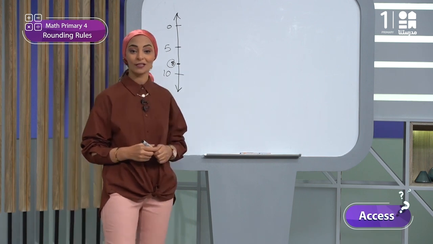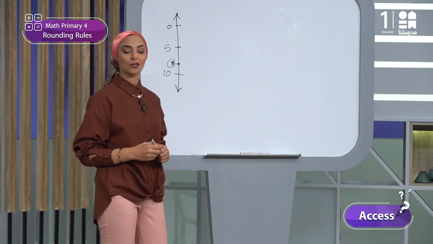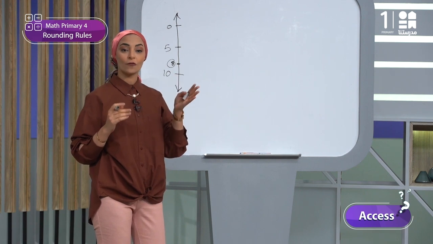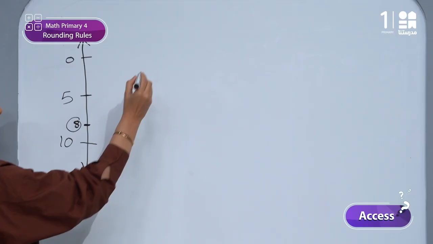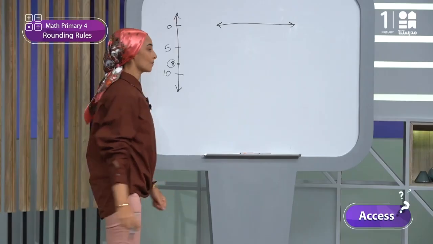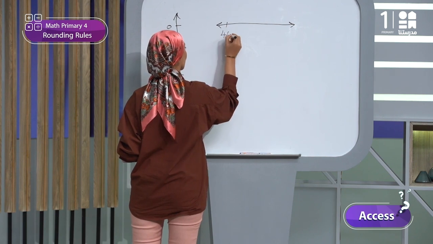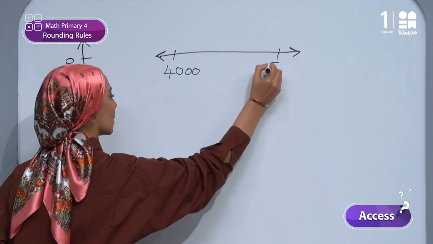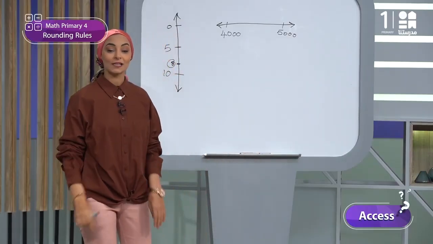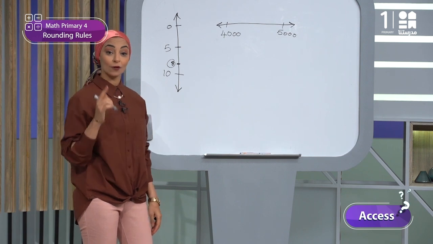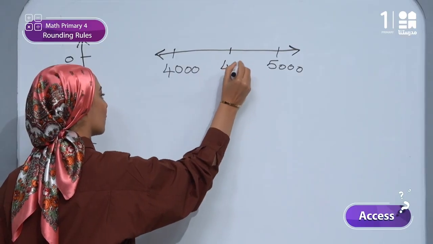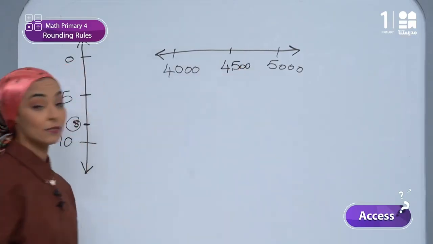Let's draw another number line and solve it all together. Let's see another example. Here I have the second one: a number line starting from 4,000 to 5,000. This time I will draw the line like this, starting with 4,000 and ending with 5,000. Who can tell me what the midpoint is? Of course, between 4,000 and 5,000 it is 4,500. Right? This is the midpoint.